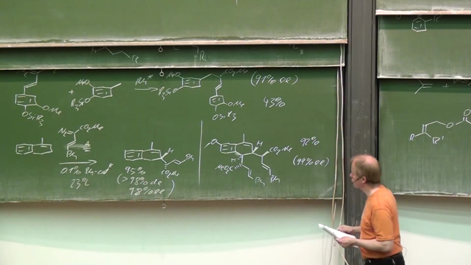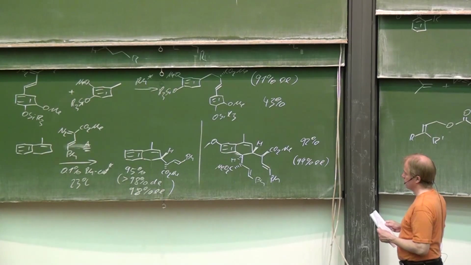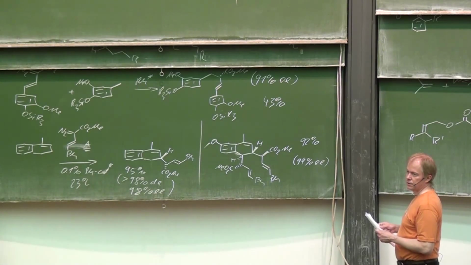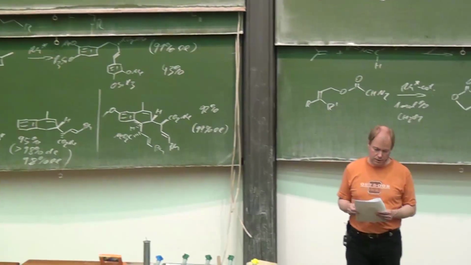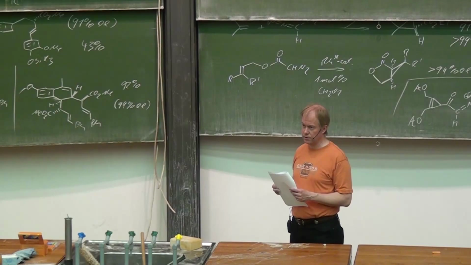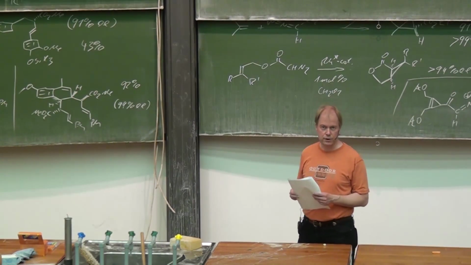So I think we should finish this lesson with this marvelous wonder type reaction. We will go on tomorrow, as I already announced, with enantioselective hydrogenation of olefins, and we will discuss a related enantioselective reaction in connection with the so-called Takasago process. Thank you for listening. See you tomorrow.